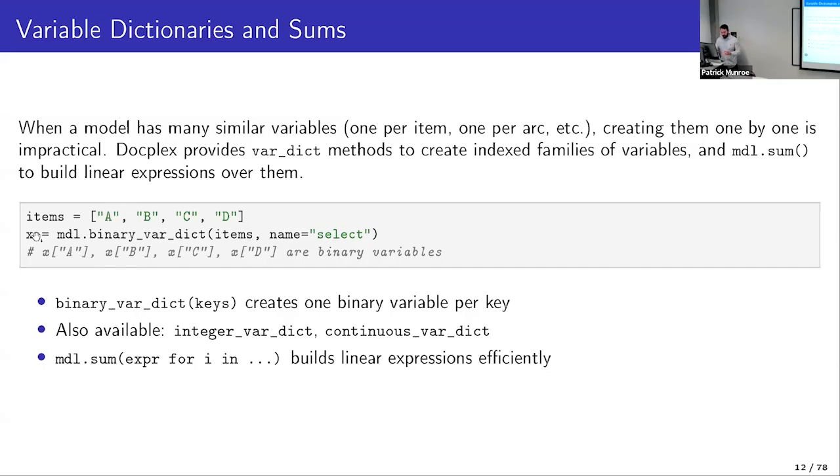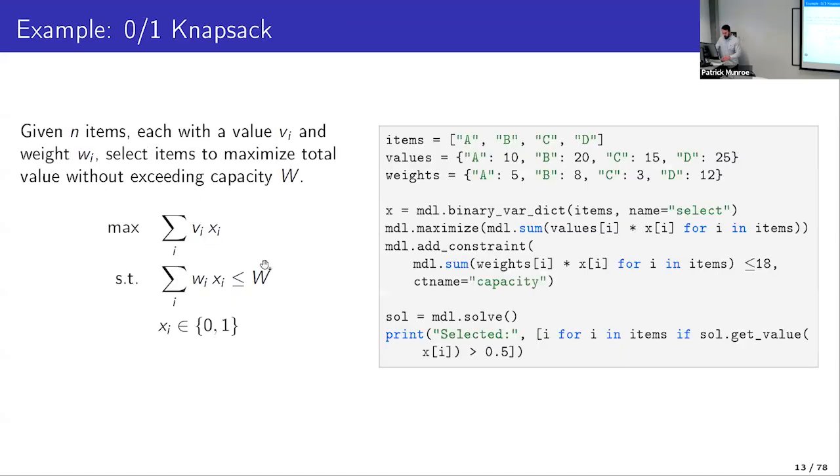So what happens is that X is not just one variable. X will be a list of variables, and the list of variables is here, for example, XA, XB, XC, XD. So you can access the different variables as if you were accessing a Python list. It's the same notation.